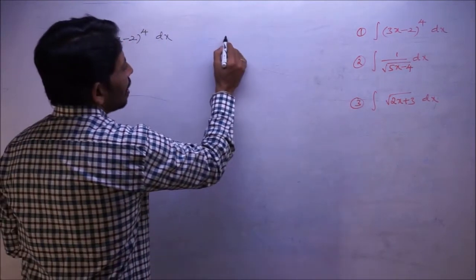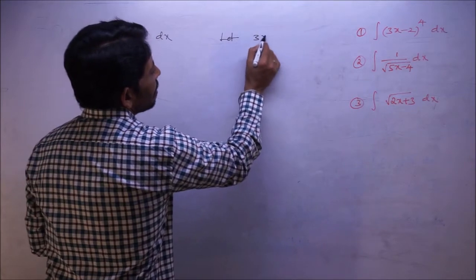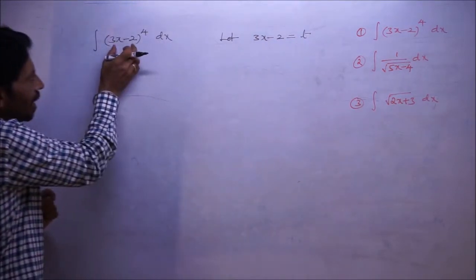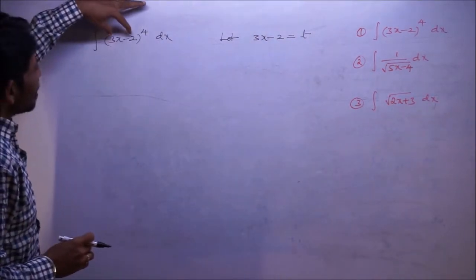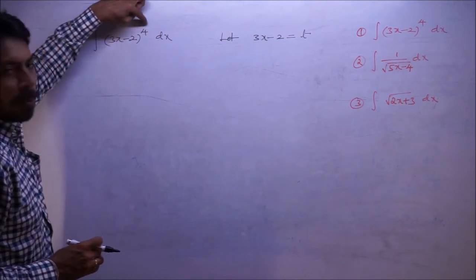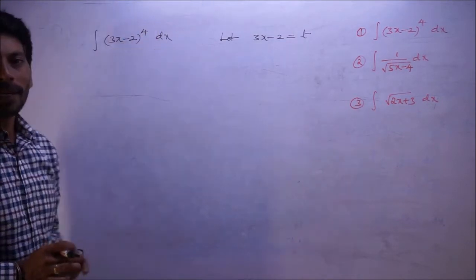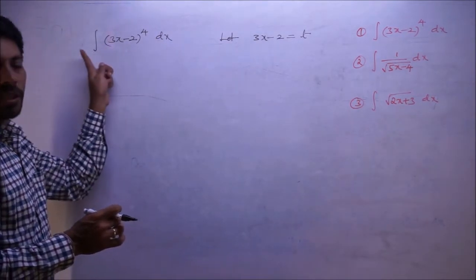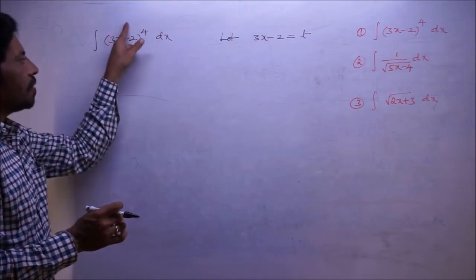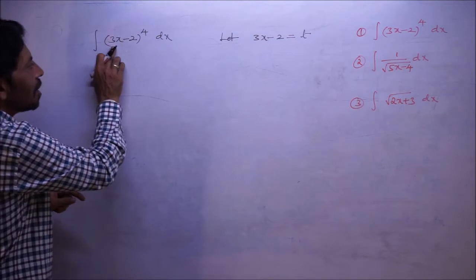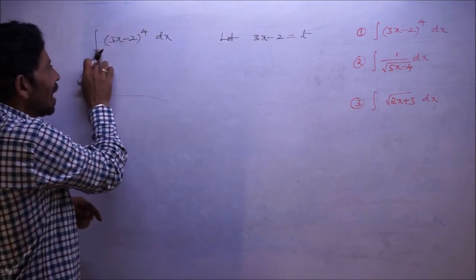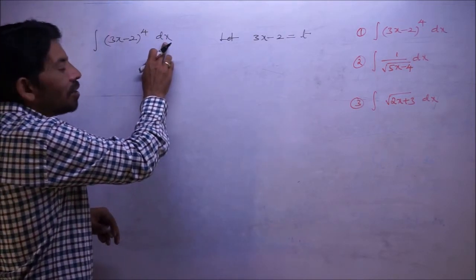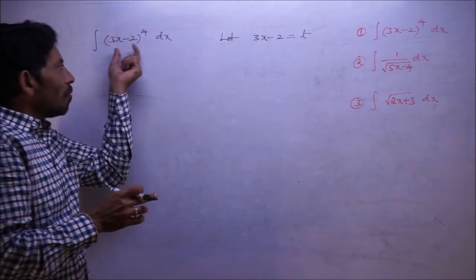Let us consider 3x minus 2 as some t. If I consider this as a single variable, then it becomes t to the power of 4, so it becomes x power n format. But there are some changes. If you write this as t, we are supposed to integrate this function with respect to x. If you just replace this with t, integral t to the power of 4, we need to integrate with respect to x. So the variables are getting changed.